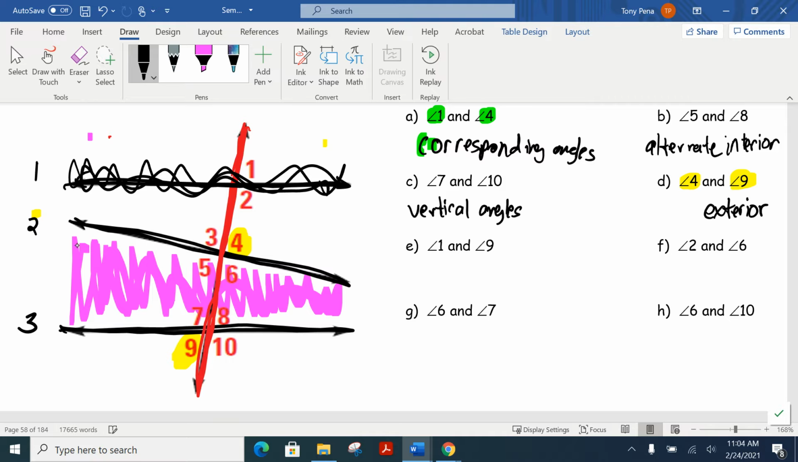So for sure, we're going to be using the phrase exterior, because with 4 and 9 we're ignoring this line up here. You pretend it's not even there. So these are exterior angles. Notice how the 9 is on the left-hand side of the red line. The 4 is on the right-hand side. So they are on opposite sides. So these are alternate exterior angles. Okay.